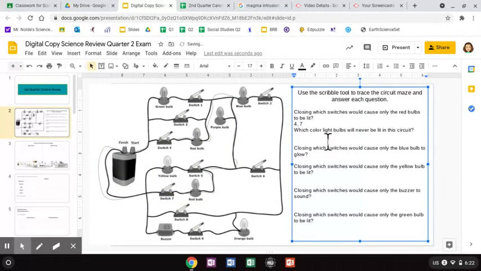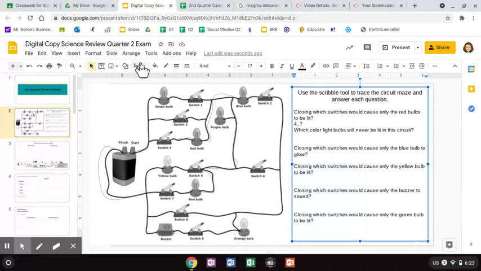All right, I'm going to go ahead and do the second one with you. Actually, no, I'm not going to do that because that's a gimme one. Which color will never be lit? That one's really easy. Look at the maze and see which light bulbs are not completely connected to the circuit. So that should be an easy one. Let me do 3 with you.